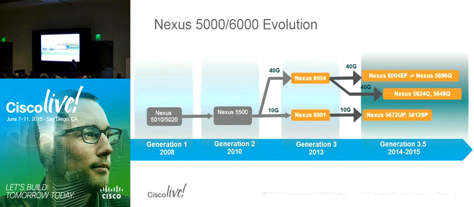So I get asked this question a lot, what's the difference between the 6000 and 5600? Not much. It's the same ASICs, same software base. The only difference is it has a newer spin of the ASIC which also supports VXLAN, which is the next new thing in the data centers today.